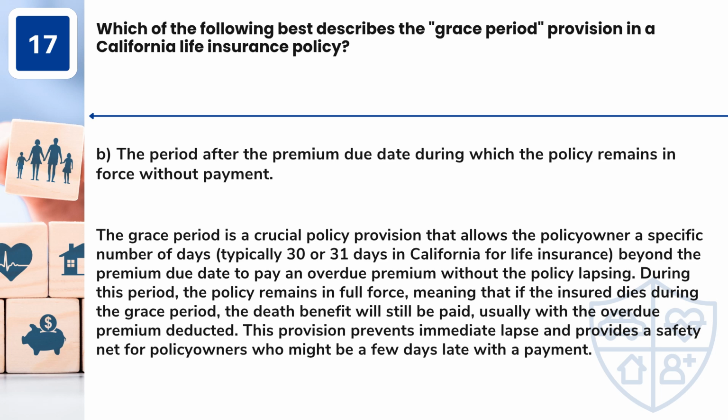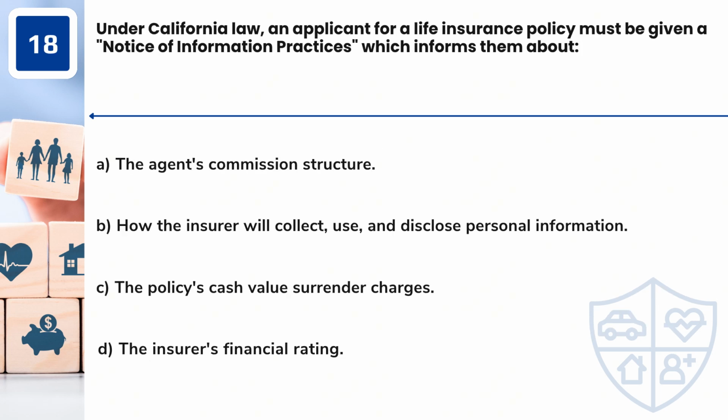Question 18. Under California law, an applicant for a life insurance policy must be given a Notice of Information Practices, which informs them about A. The agent's commission structure. B. How the insurer will collect, use, and disclose personal information. C. The policy's cash value surrender charges. D. The insurer's financial rating.